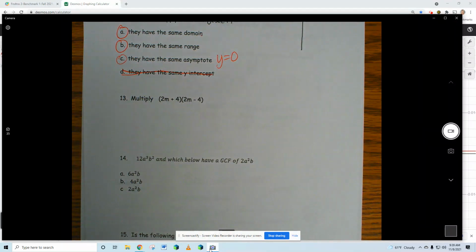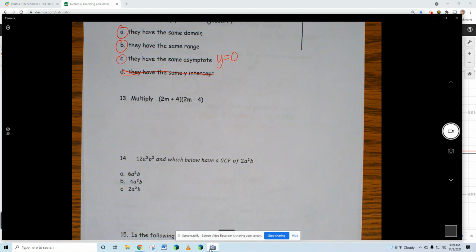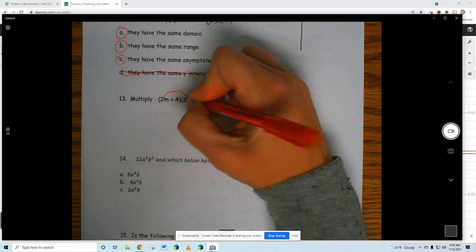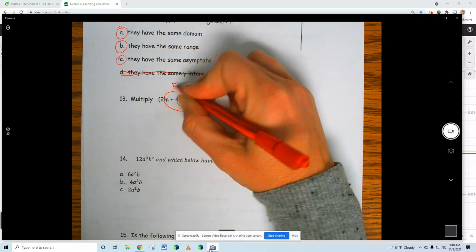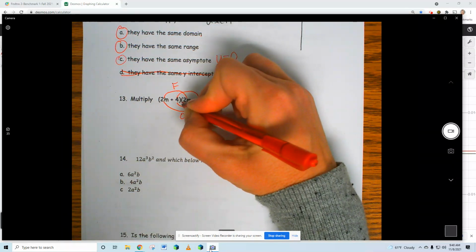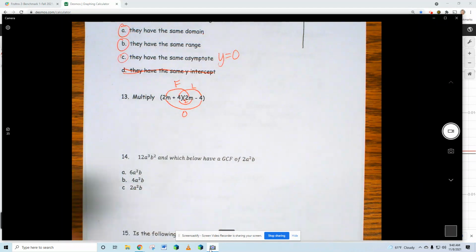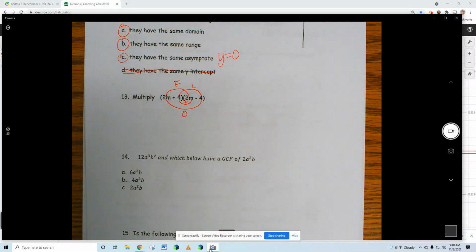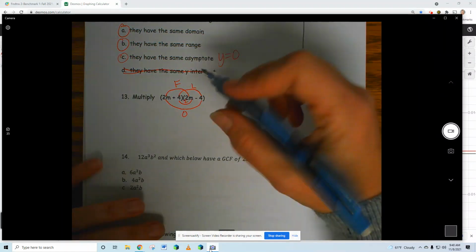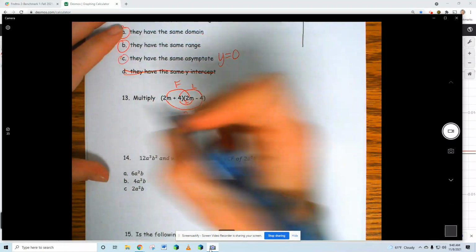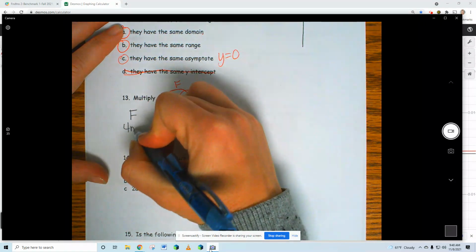Awesome. Number 13. Hey, we just did this. FOIL: first, outside, inside, last. First is what? 2m times 2m, 4m squared.